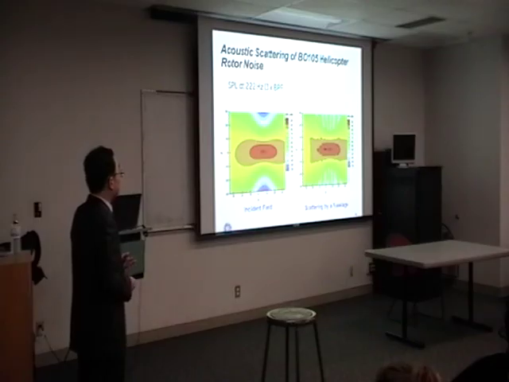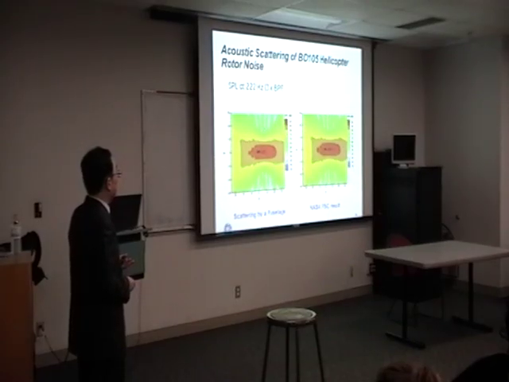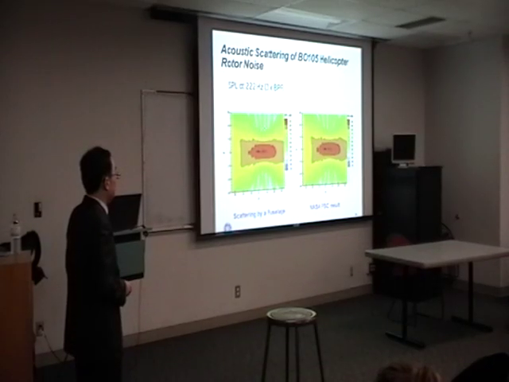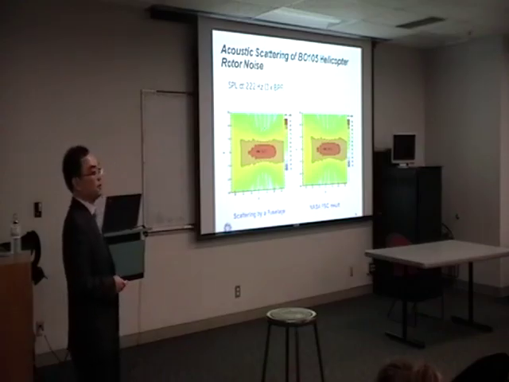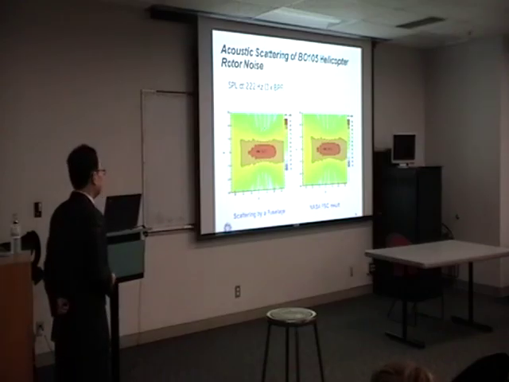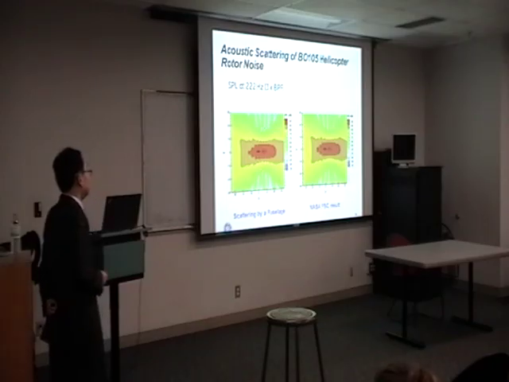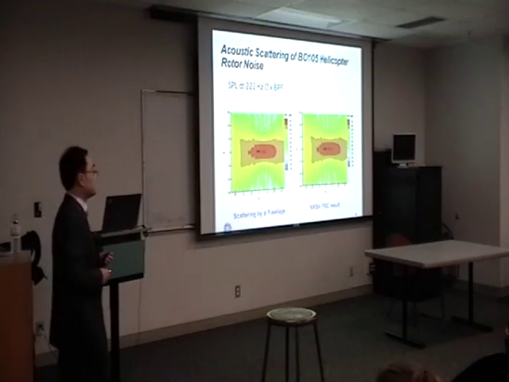And once I computed this, I compared it with a different code which was developed by NASA. It's called the NASA FSC scattering code. I compared the two results. It's almost identical. So this gave me additional confidence that my code works very well. It's two different codes giving the same results.